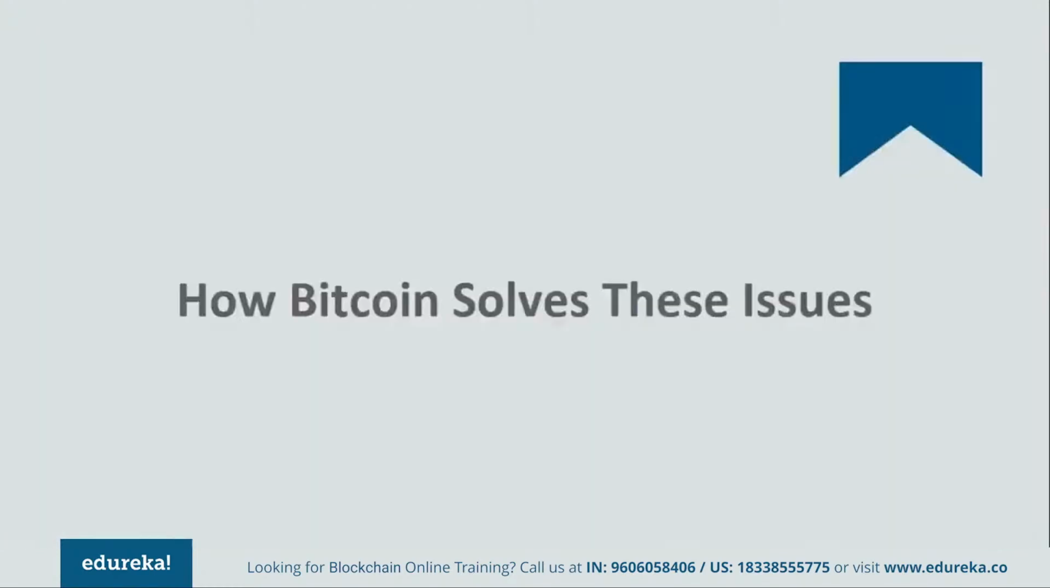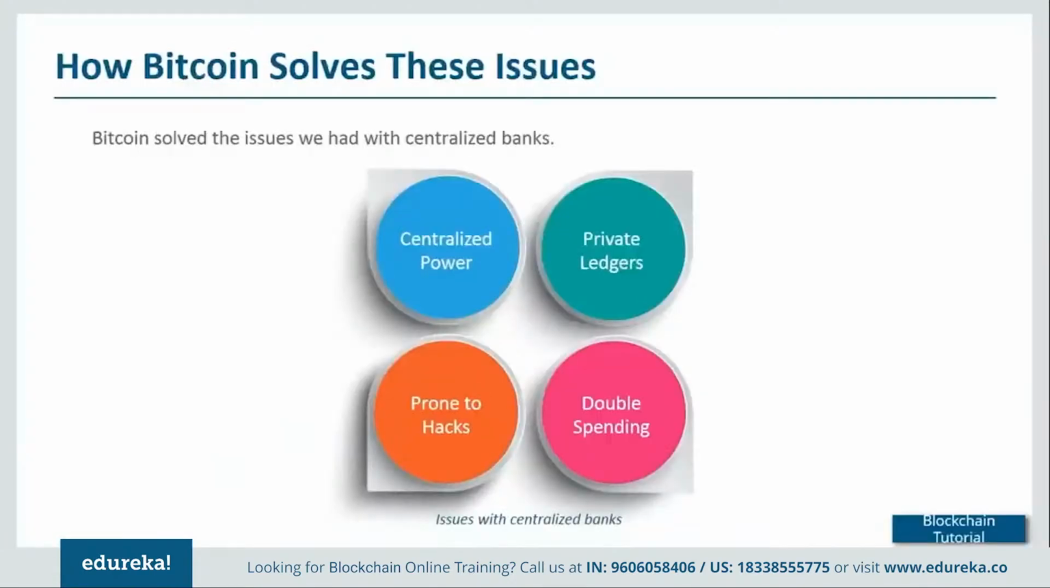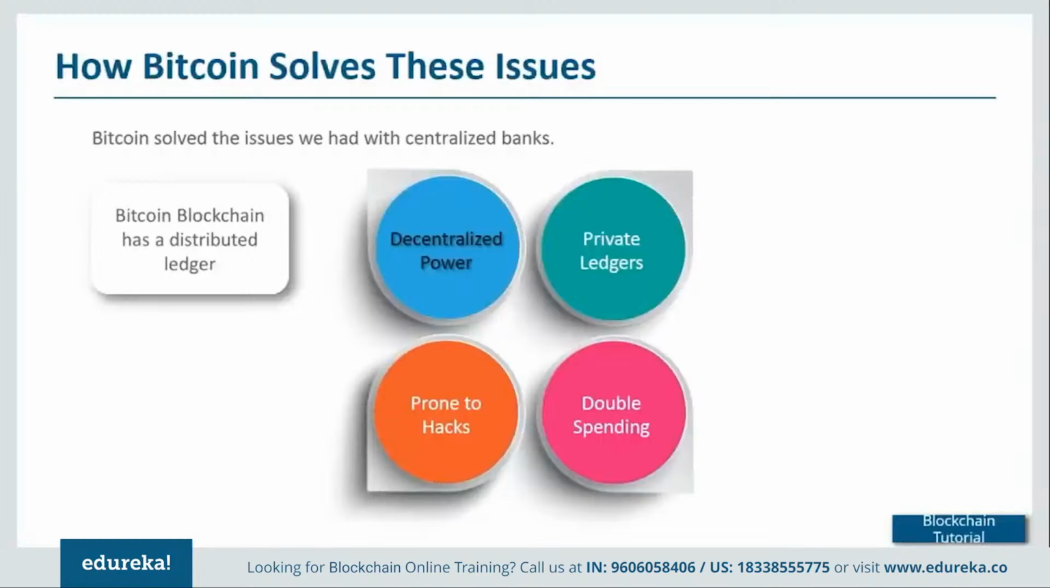So now comes the question: how can Bitcoin solve these issues? To understand this, let's take these four issues in turn. The first is the issue of centralized power. When I talk about a centralized power, every monetary system that's out there today is controlled by a central governing authority. It could be a federal body, it could be an autonomous personality, and so forth. Almost all currencies out there today are controlled to an extent by a central authority. However, with Bitcoin, this system got decentralized and distributed among everyone who was part of the Bitcoin system.